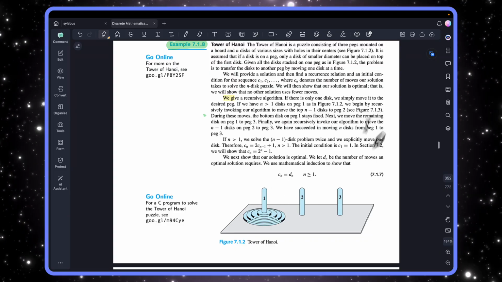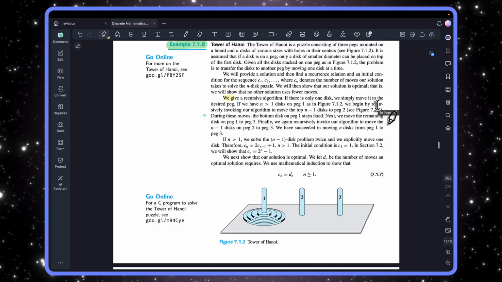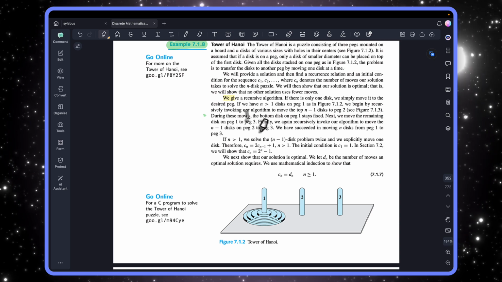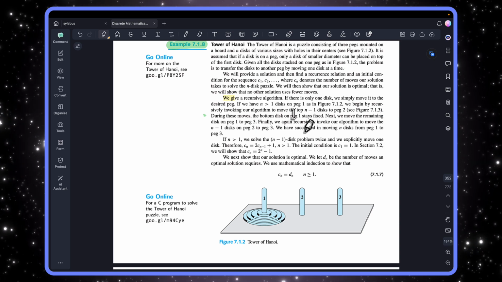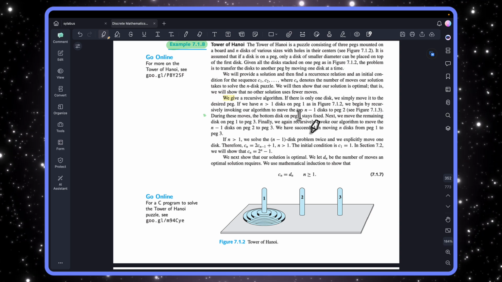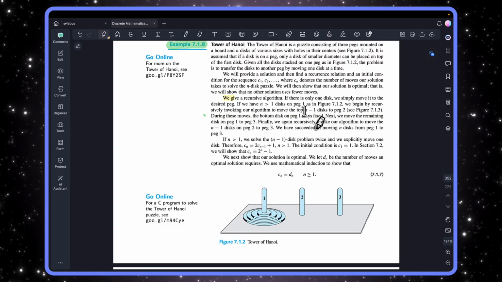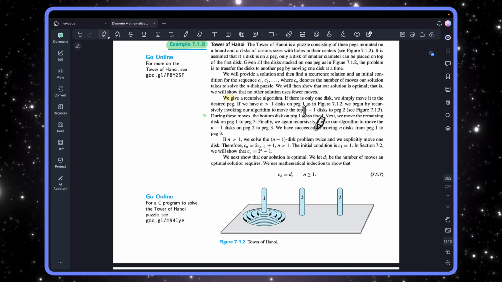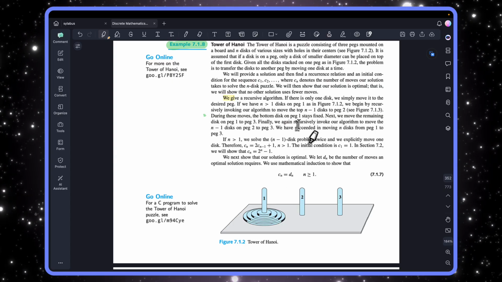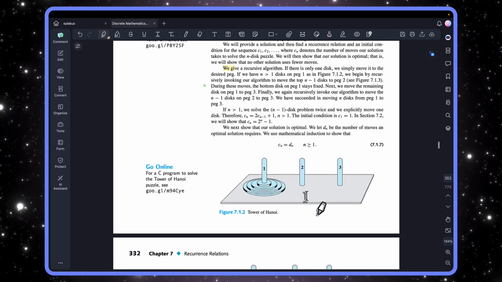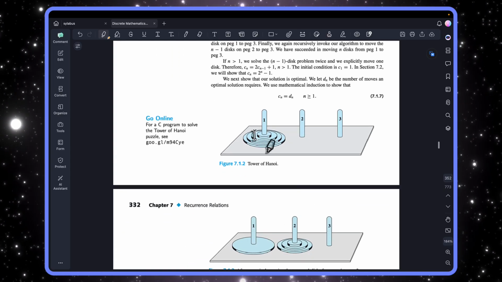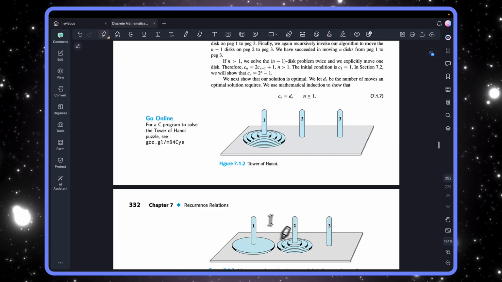Okay, we begin by recursively invoking our algorithm to move the top n minus 1. So using our inductive assumption, as a hypothesis, let's move the n minus 1 disks to peg 2. In other words, we use our n minus 1 solution to move them here.